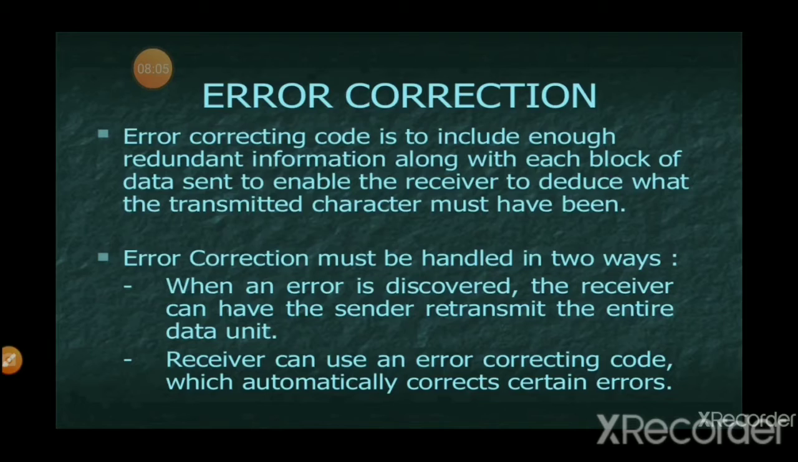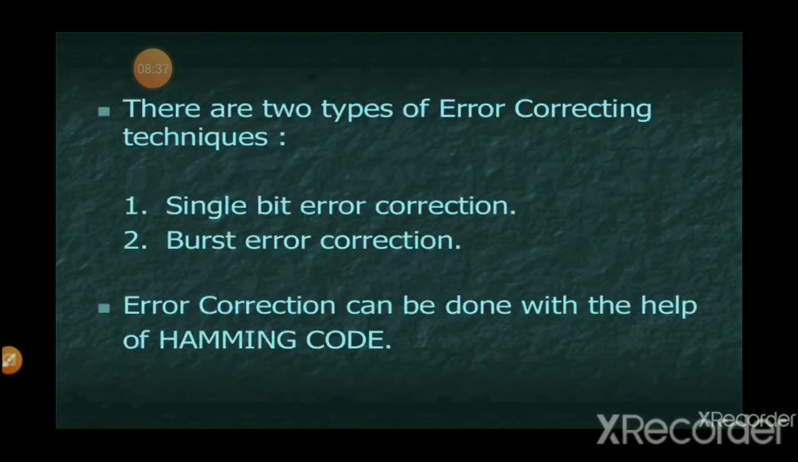Error correction. Error correcting is to include enough redundant information along with each block of data sent to enable the receiver to deduce what the transmitted character must have been. Error correction must be handled in two ways. When an error is discovered, the receiver can have the sender retransmit the entire data unit. Receiver can use error correcting code which automatically corrects certain errors.